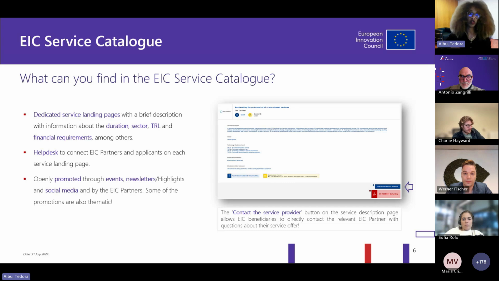This landing page will also have financial requirements or any other, let's say, disclaimers that the partner wants to disclose beforehand. We also have what we call the help desk. It's a button with a form that you can fill out, and it is for you to communicate with the EIC partner, and they will be able to reply to you by email. The catalog is openly promoted, as it is open access, through events, so BAS events, other synergy events, and newsletters, so we have dedicated highlights and we'll talk about them in a bit. And we also use social media, and the partners also promote the services themselves.